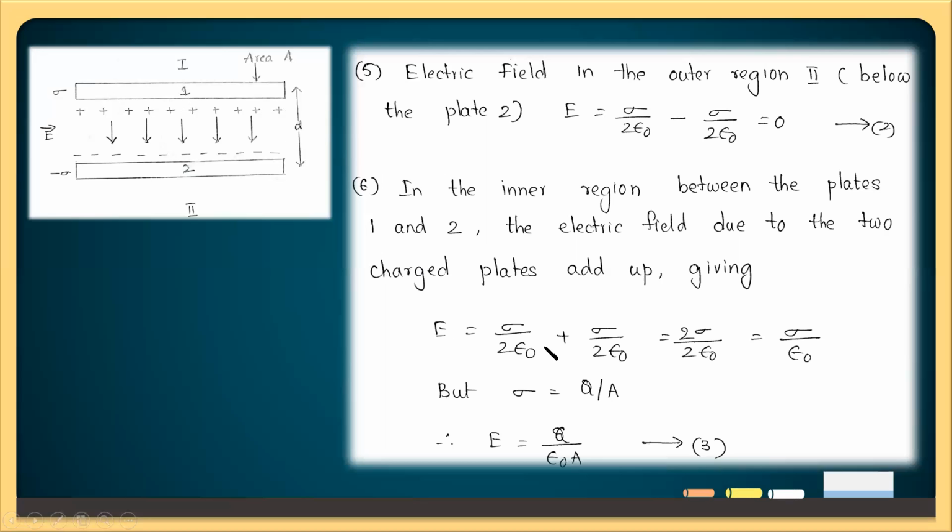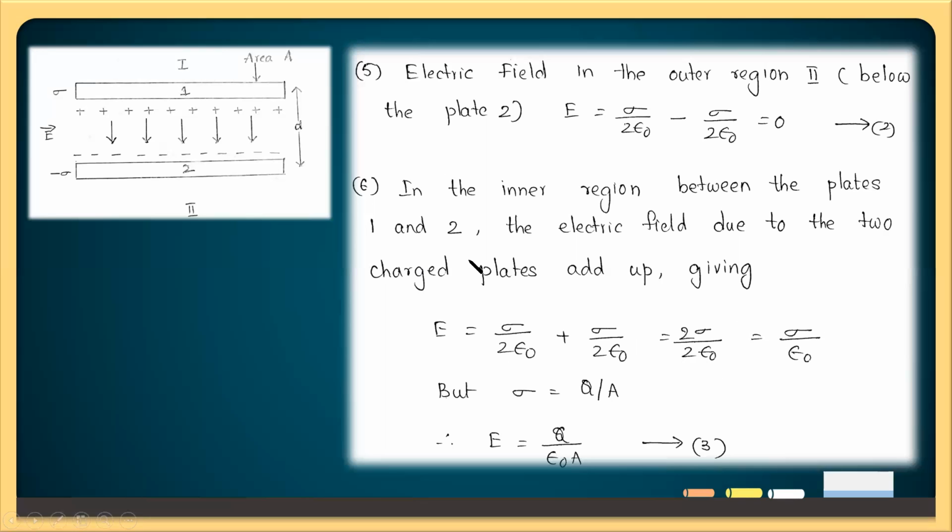That is, the electric field due to the first plate is sigma by 2 epsilon naught, and due to the second plate, sigma by 2 epsilon naught. They will be added up. This is like x plus x, which is equal to 2x. In the same way, sigma by 2 epsilon naught plus sigma by 2 epsilon naught is equal to 2 sigma by 2 epsilon naught. The 2 and 2 cancel, so it will be sigma by epsilon naught. Electric field E is equal to sigma by epsilon naught.